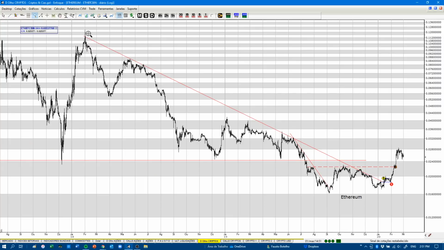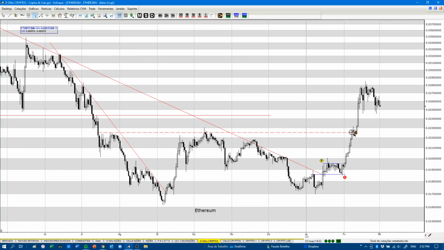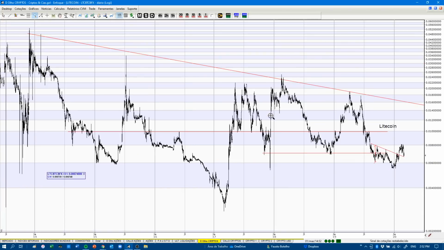Ethereum, well, Ethereum is different. It broke this resistance trend level and is accumulating above this former support that became resistance. It broke this resistance just like that, and it's accumulating above it. So I think we're going to be calling this an upward rectangle. So that's why I'm keeping an eye on it, right?